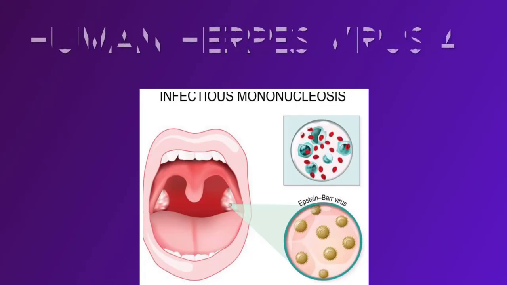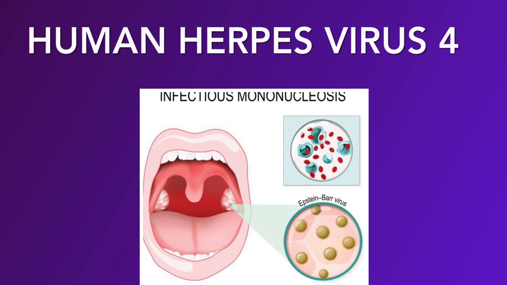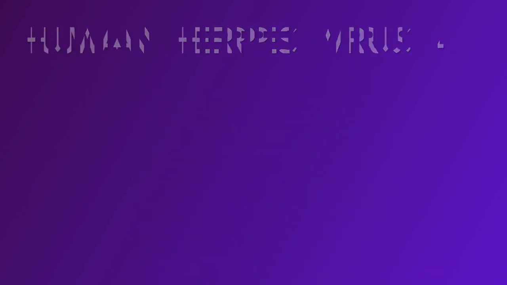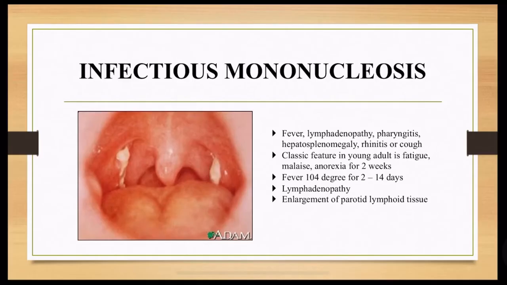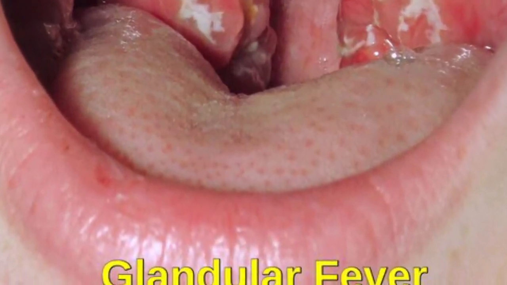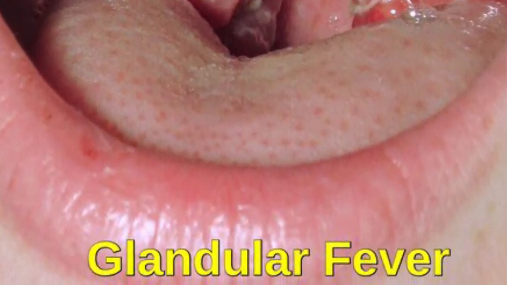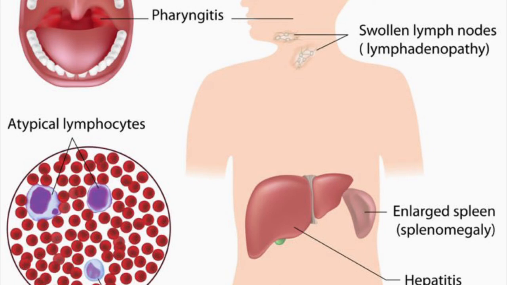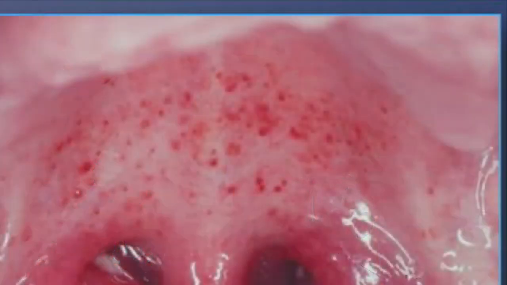Coming to human herpes virus 4, which is the Epstein Barr virus, this leads to infectious mononucleosis. The primary mode of spread is through contaminated saliva, and hence it is also called the kissing disease. The classical feature could be a very high fever of 104 degrees for up to 2 to 14 days. It also includes lymphadenopathy, pharyngitis, hepatosplenomegaly, rhinitis, and cough. In the oral mucosa, petechiae can be seen on the hard and the soft palate for up to 1 to 2 days.